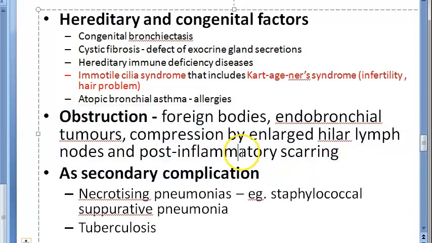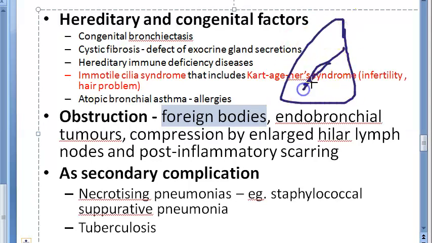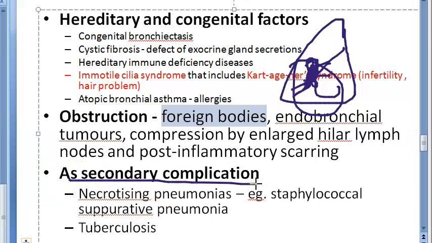Obstruction can happen because of foreign bodies. Obviously, this you're very sure of. Obstruction, why will it happen? Now this is the lung. Let's say this is the lung, and here there is an obstruction. Why is there an obstruction here? The obstruction can be because of foreign body, or an endobronchial tumor growing here, or compression by something, like a lymph node compressing on this and hence there is an obstruction, or there can be an inflammation here which has led to scarring, so post-inflammatory scarring. So what is there now? Obstruction. Now, next thing, as secondary complication means necrotizing pneumonia, tuberculosis.